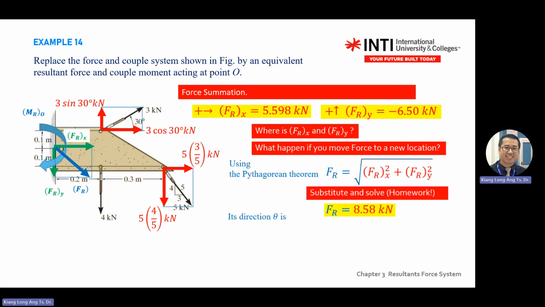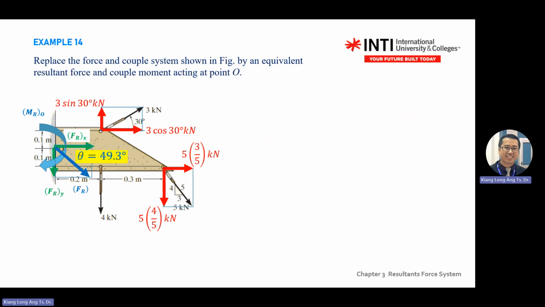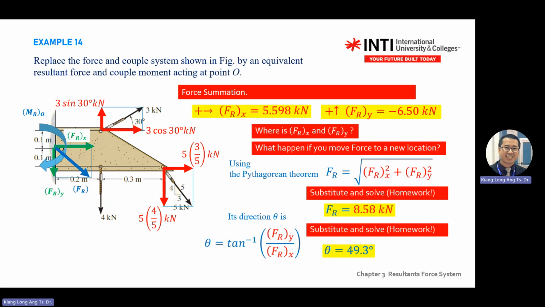So this one I just show you. For the force, you get a resultant of 8 point something kilonewton, angle is 49.3, give 3 decimal places or 3 significant figures. So label the answer in the question. Where is your theta? If you don't calculate, then you don't label, including this one.